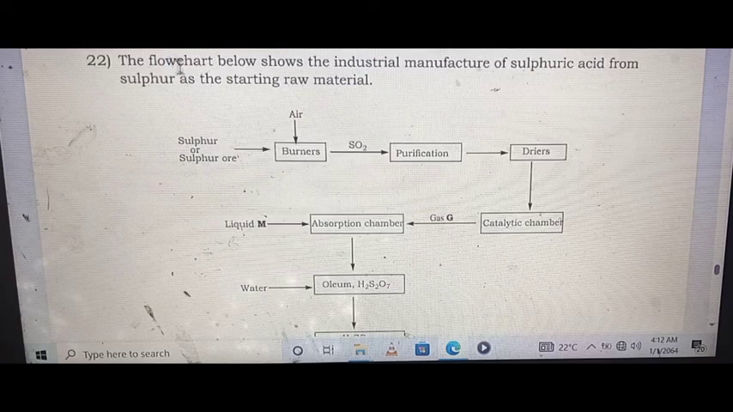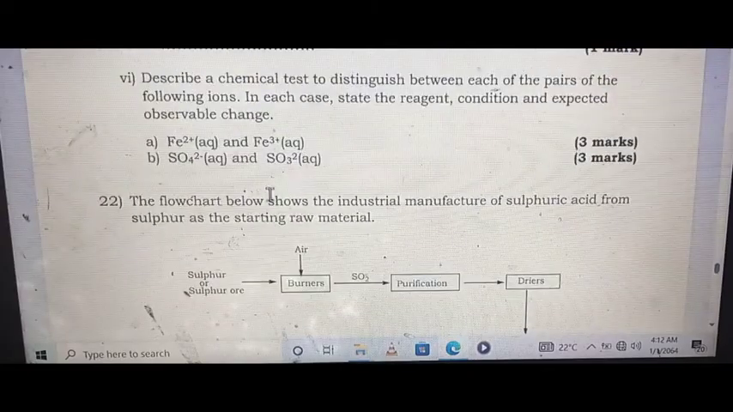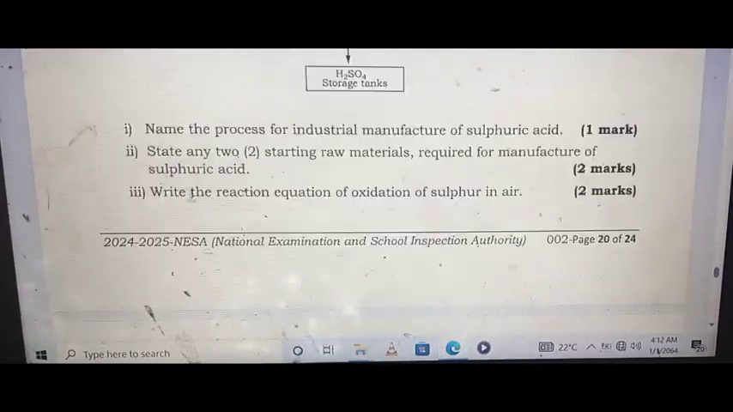Question 22. The flow chart below shows the industrial manufacture of sulfuric acid from sulfur as the starting material. You see that? Let's continue with question 1. Name the process for industrial manufacture of sulfuric acid. The correct answer is the contact process.